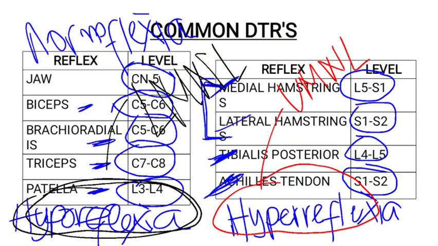For the lower motor neuron lesion, an example of this would be peripheral nerve injuries. For example, if you've injured some parts of your brachial plexus, that would be considered a lower motor neuron lesion, and the resulting symptom would be hyporeflexia, which is a decreased response to a stimulus for the DTR.